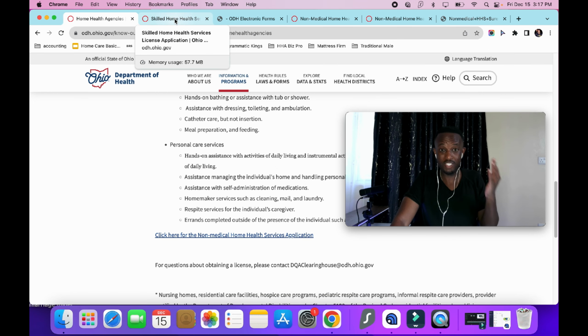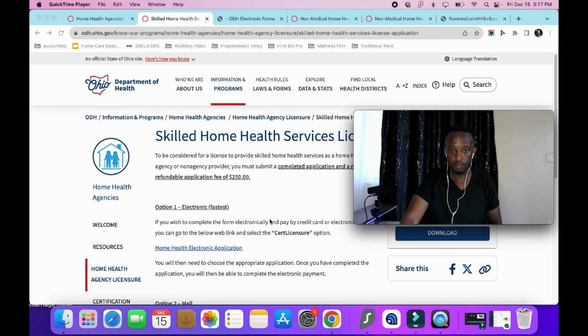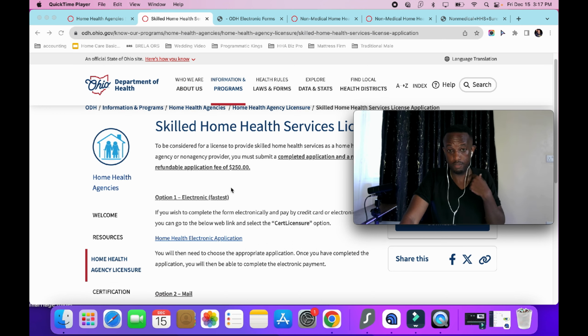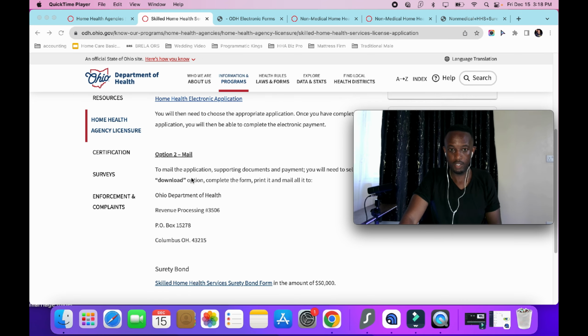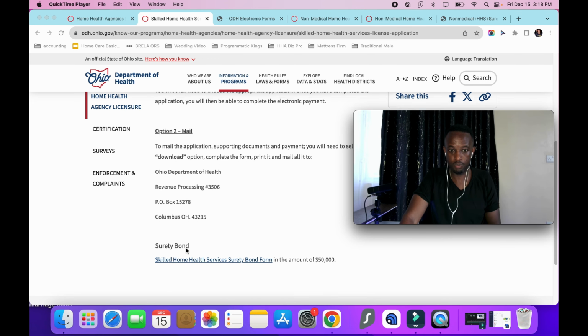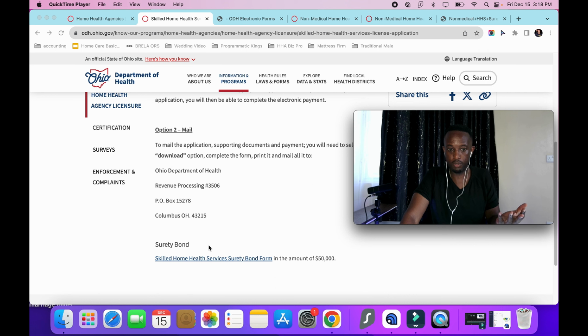Now let's start with the skilled services first. So as I mentioned, the fee is $250. It's listed out right there. The two options that you have is to fill out electronically, which is the fastest, or mail in. And they've even put in the address where you have to mail that in. So super simple. And then it says here, skilled home health services surety bond form.